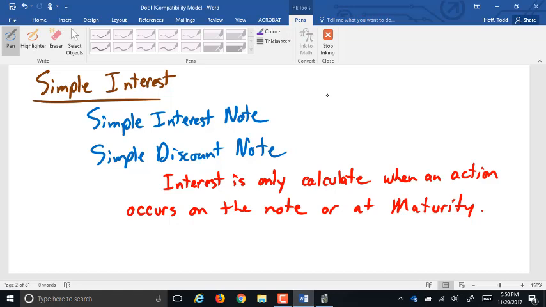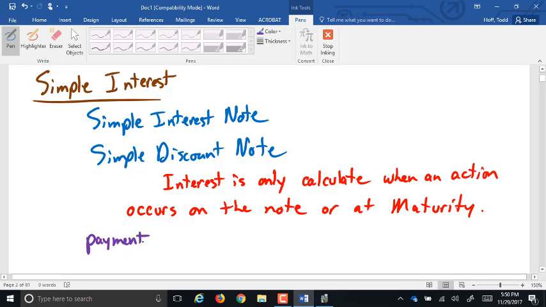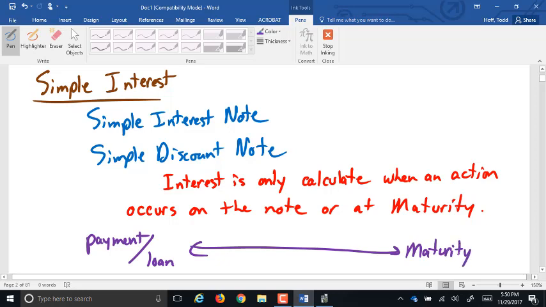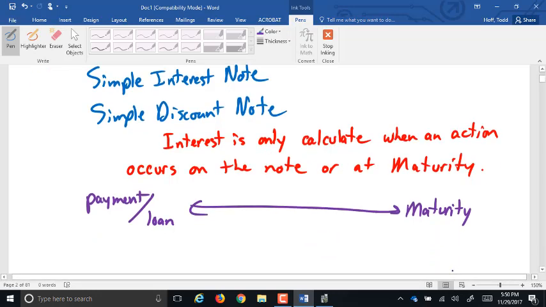Another characteristic of these is usually it's a single payment. So it's either a payment or a loan. Then there's a period of time, and then there's a maturity. So you're either collecting your money or you're paying back the loan. Like I said, we did have those partial payments with the US rule. But for the most part, the biggest thing is simple interest has no scheduled times to calculate interest. The interest is calculated when you do something, so you can control when interest is calculated.